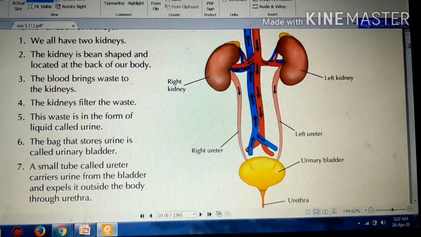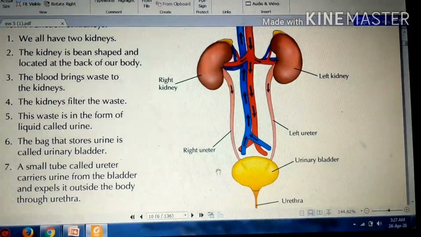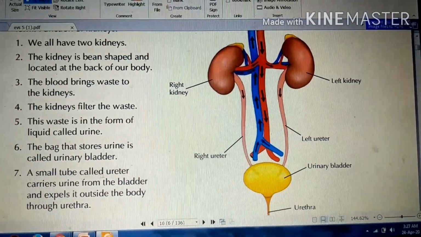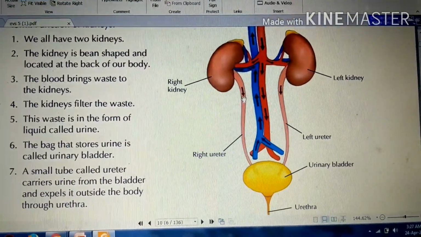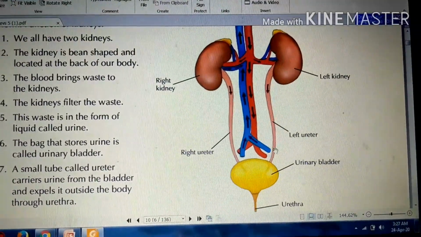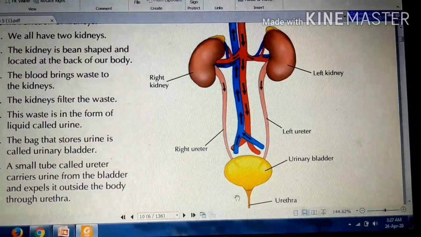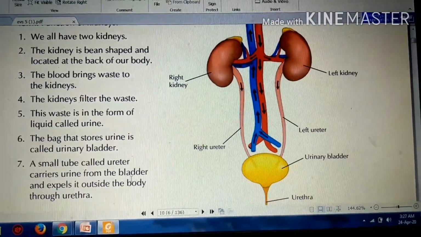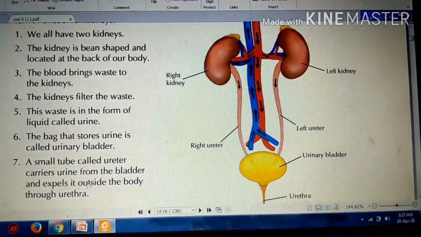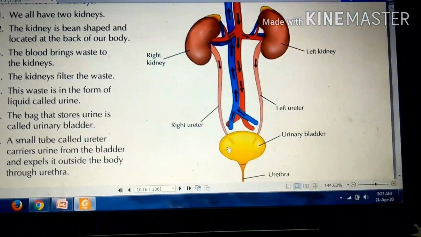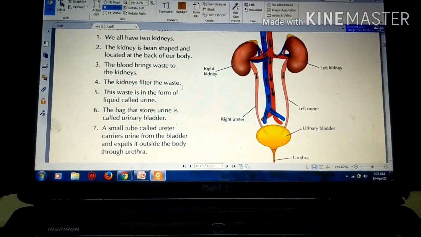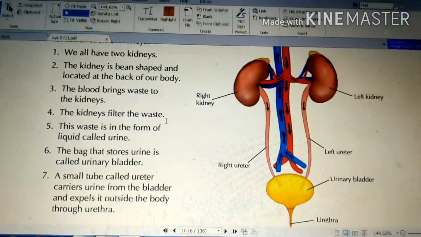The bag that stores urine is called the urinary bladder. This is the urinary bladder. A small tube is called the ureter. These two are ureters. They connect the kidney to the urinary bladder. This carries the urine from the bladder and expels it outside the body through the urethra. Okay. So this is our excretory system.